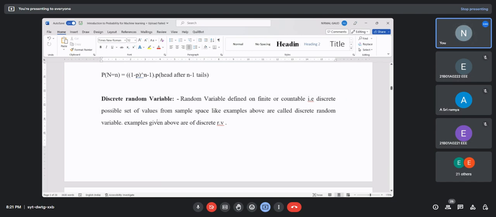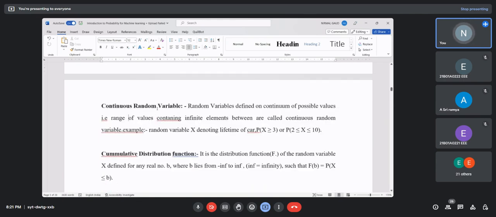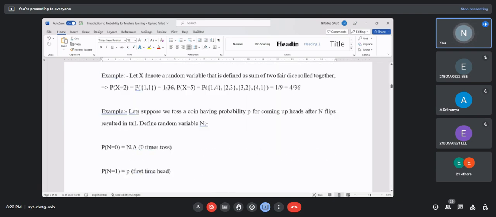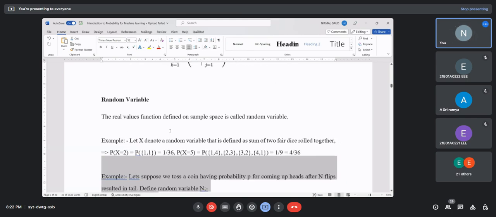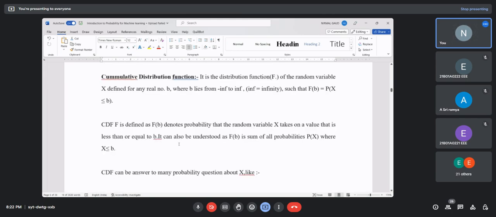That means a random variable which is based upon discrete values, 0 and 1. A random variable which is defined over continuous values. What is continuous? You take a value between 0 to 5: 0.1, 2.2, 3.5, 4.7. That is continuous. And the approach is all the same, which you applied above. You took examples of random variables, and the approach is all the same.